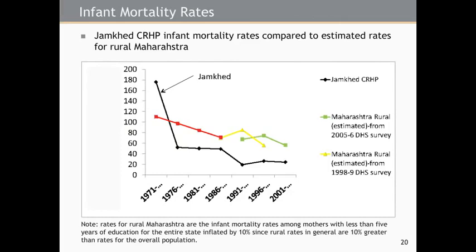And I have here as well comparison data for rural Maharashtra from the demographic and health surveys that have been reported. And you can see how the infant mortality rate in Jamkhed started out at a much higher level than was the case for rural Maharashtra, and very quickly fell to a level which was lower than that for rural Maharashtra, and has continued to decline and is now in the low 20s as an infant mortality rate, quite an achievement for a rural area in a very poor country.